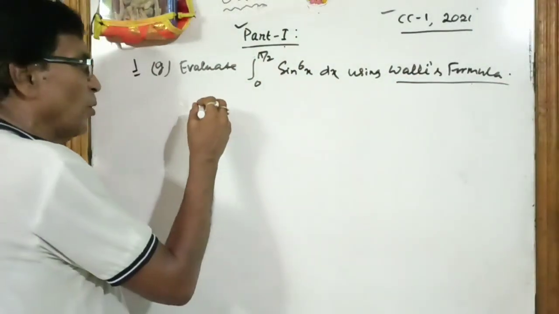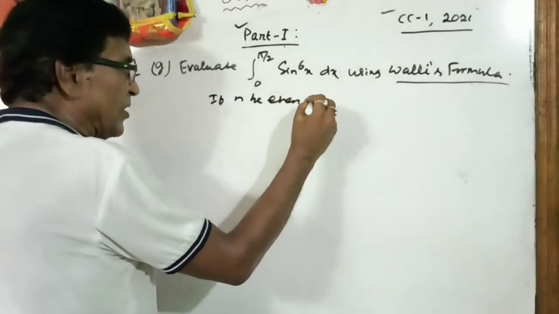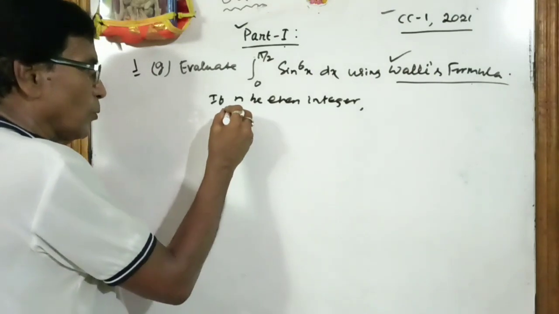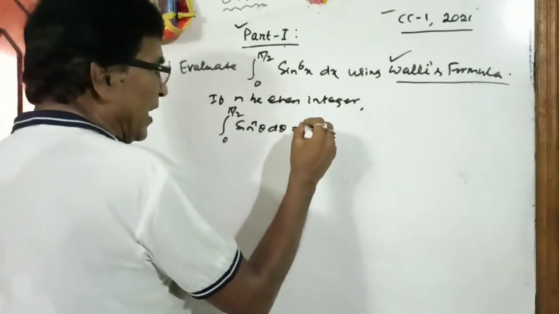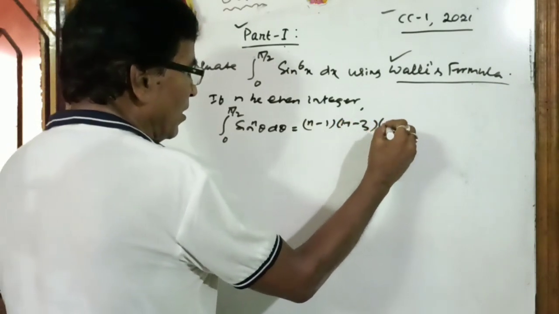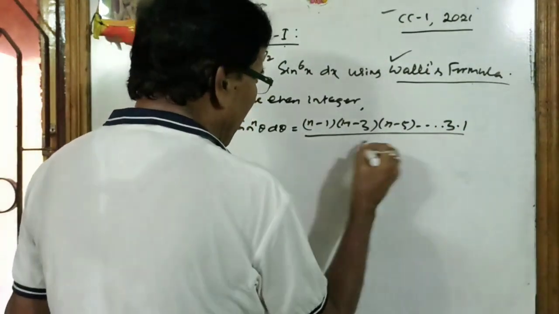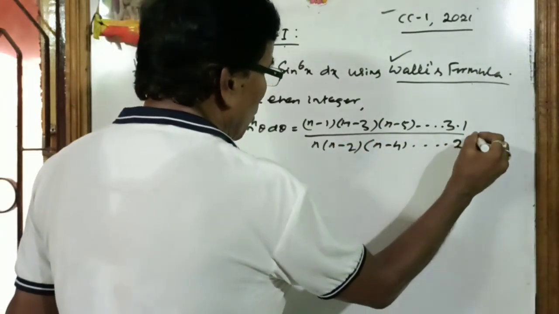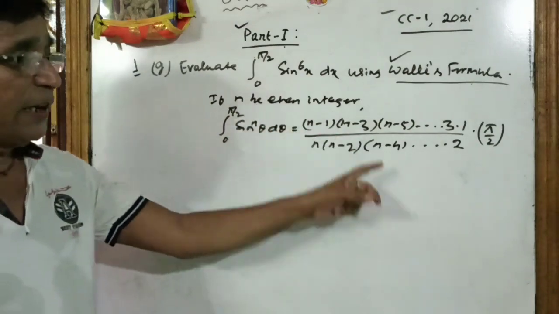So, what is Wallis formula? We know that if n is an even integer, then Wallis formula tells that the integral from 0 to pi by 2 of sine to the power n theta d theta is equal to (n minus 1)(n minus 3)(n minus 5) up to 3 into 1, divided by n(n minus 2)(n minus 4) up to 2, this whole into pi by 2, if n is any even integer.